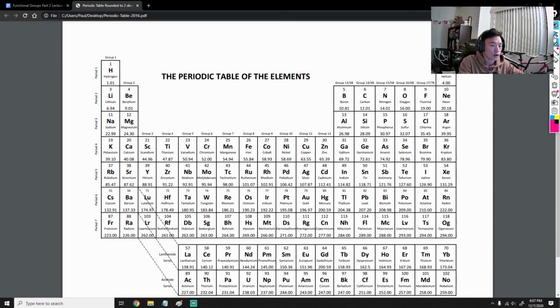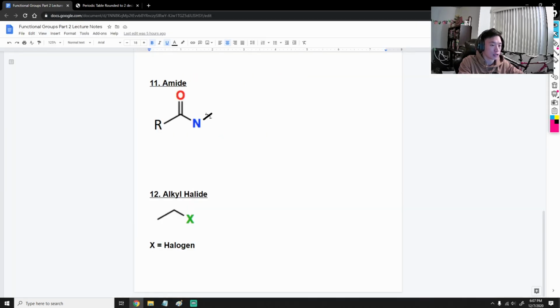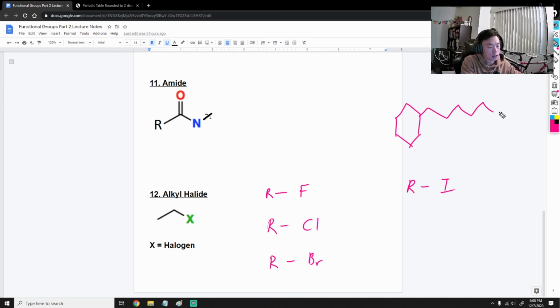So if you ever have a carbon connected to fluorine, if you have a carbon chain connected with chlorine, if you have a carbon chain connected with bromine, or a carbon chain connected with iodine, you are going to have an alkyl halide. So an alkyl halide, you might see it in something like this. You might have a carbon ring with a carbon chain, and the halogen is going to be at the end of it. Okay, so that would be bromine, and this is a halogen. So that's going to be an example of an alkyl halide.